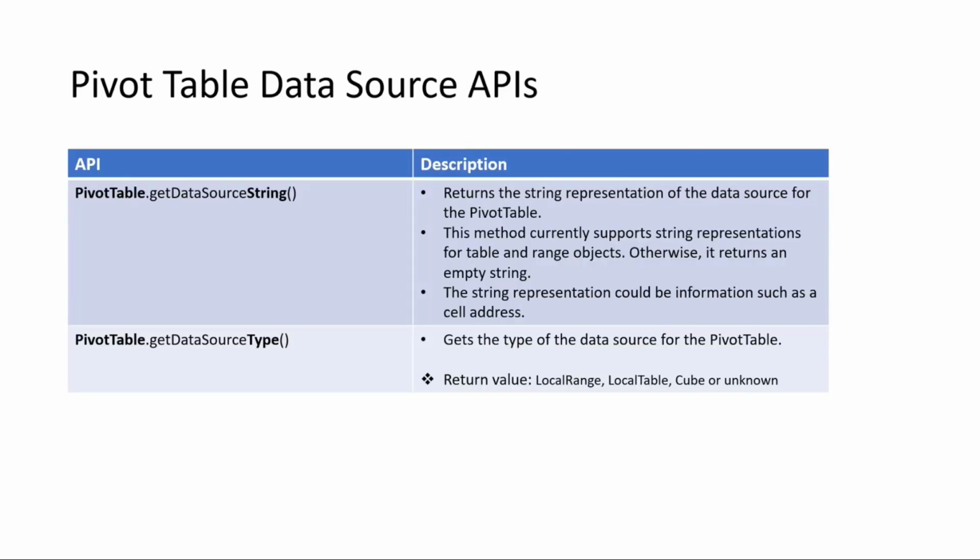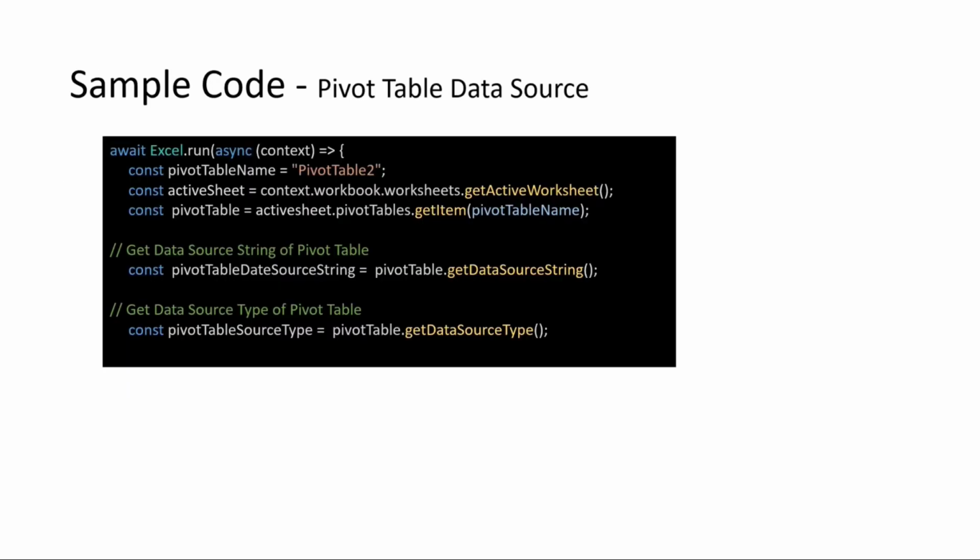We're also adding the pivot table data source APIs, very similar to the chart series, string and the type, so you can figure out if that pivot table is generated from a table or a range and see that address, address or table name, and again, act accordingly. And some source code there.